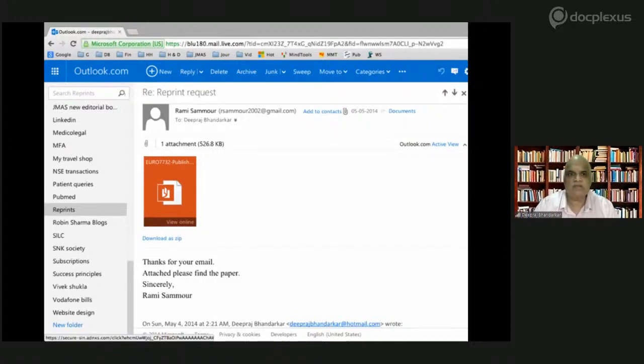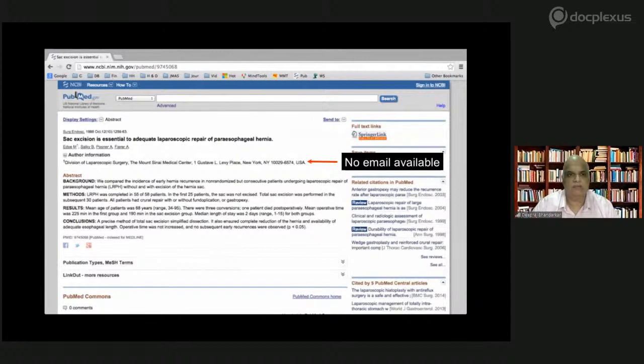Sometimes the author information is not very easy to find. This very old paper, 1996, written by Michael Eady and Barry Salke. At the time, both of them used to work at Mount Sinai. And this actually is a landmark paper in the literature on paraesophageal hernias. What they postulated was excision of the sac during a laparoscopic paraesophageal hernia repair is essential to prevent a recurrence.